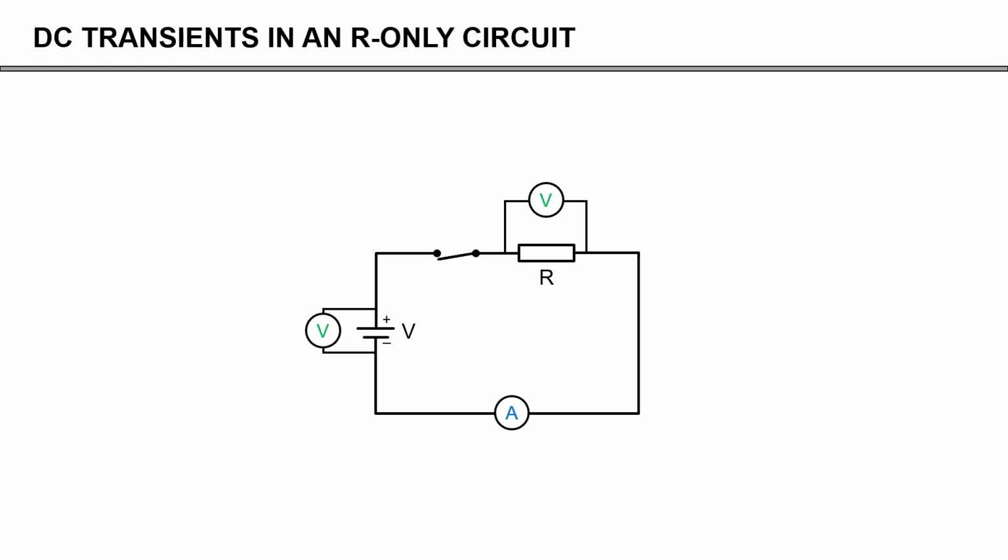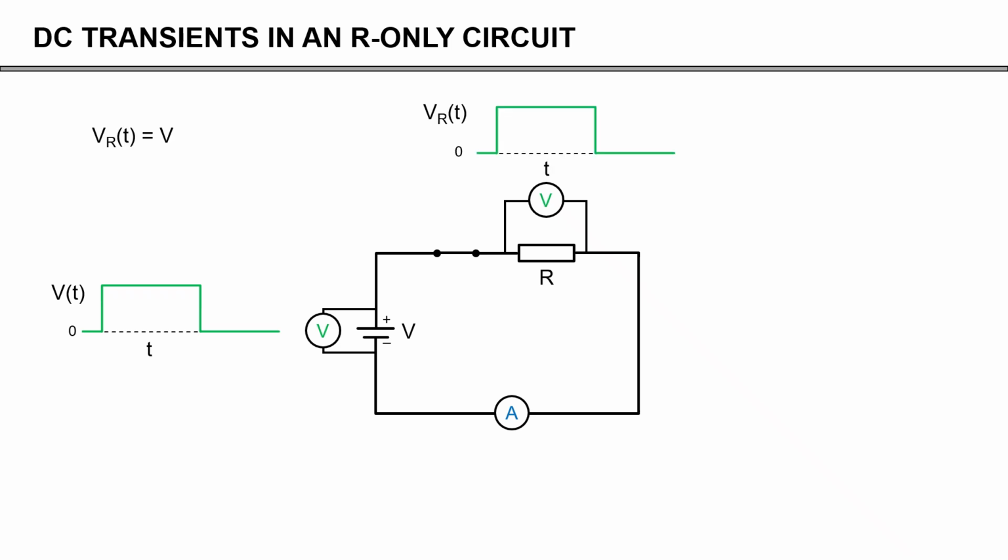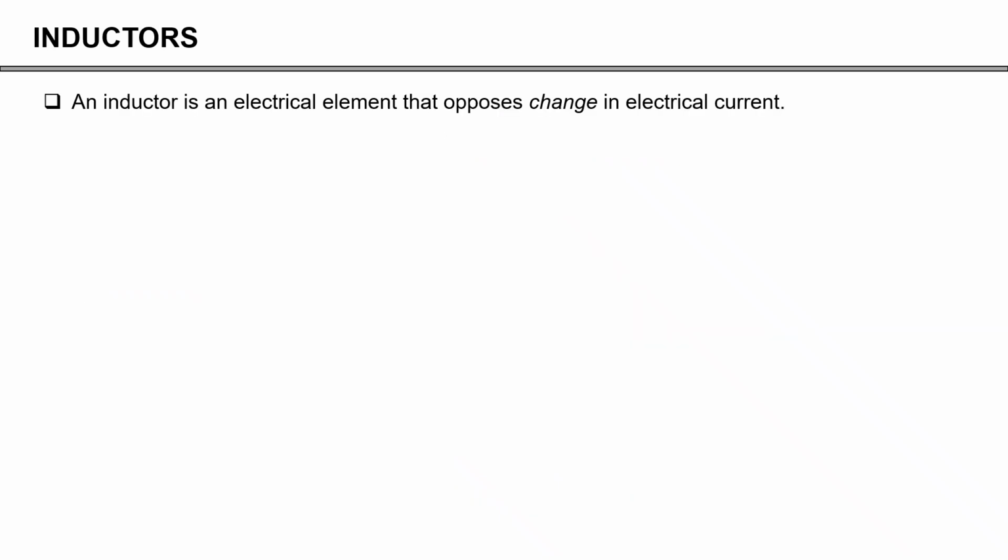Now, if we close the circuit and supply the circuit with constant voltage, then the voltage over the resistance will be exactly the same, and because the current is the voltage over the resistance, the current will have an exactly similar profile. This was already all discussed in the first video. There are no surprises here. But now let's make things a bit more interesting. Let's add an inductor to that circuit. An inductor is an electrical element that opposes change in electrical current.